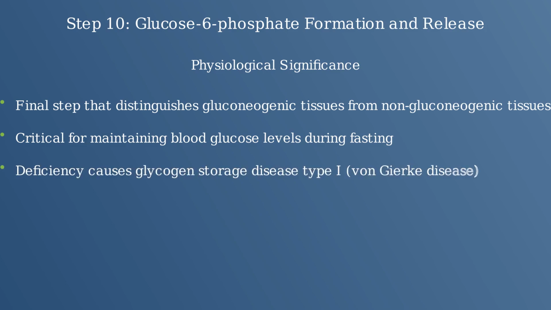The importance of glucose 6-phosphatase is highlighted in conditions like glycogen storage disease type 1, also known as von Gierke disease, where a deficiency of this enzyme leads to severe hypoglycemia and enlarged liver. To summarize, the final step of gluconeogenesis involves two reactions. First, the conversion of fructose 6-phosphate to glucose 6-phosphate by phosphoglucose isomerase, and second, the hydrolysis of glucose 6-phosphate to free glucose by glucose 6-phosphatase.